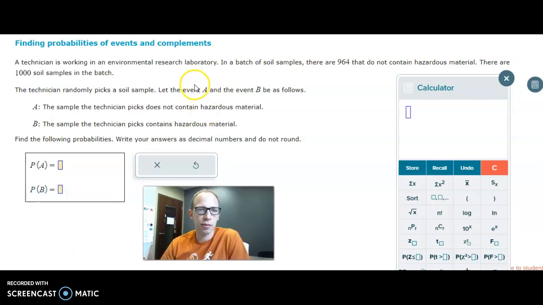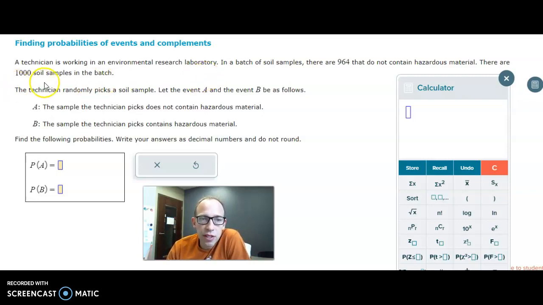All right, we're looking for event and complement, and as you'll see in other problems, this can be very valuable. Sometimes it's much easier to work with the complement or find that and then find the original event than directly finding the probability of an event. So very handy tool to have.